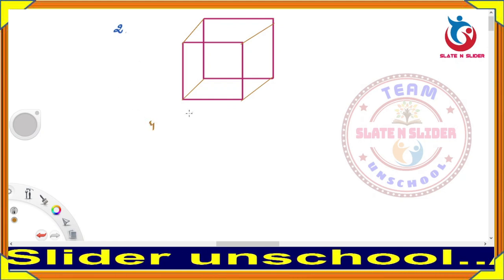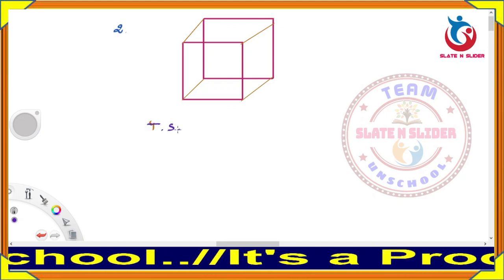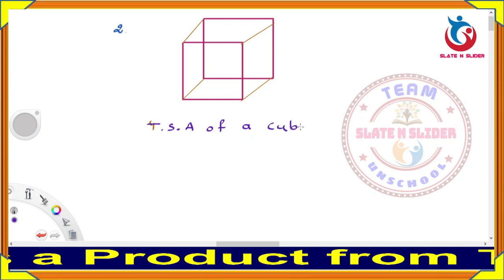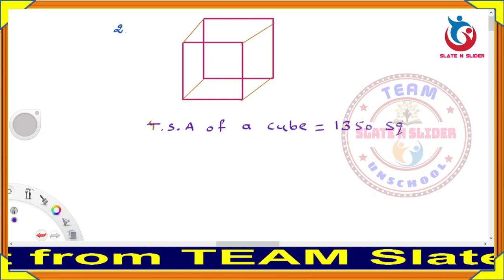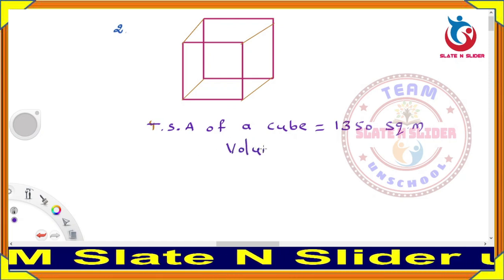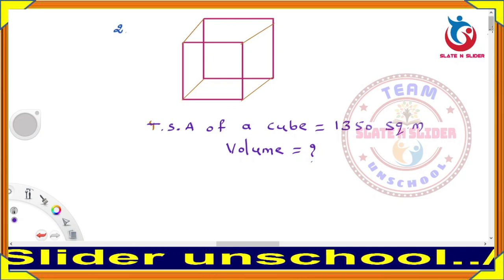So total surface area of a cube is equal to 1350 square meters. This is given. We have to find out the volume. So write the volume. So volume is equal to question mark. And let us discuss the solution.